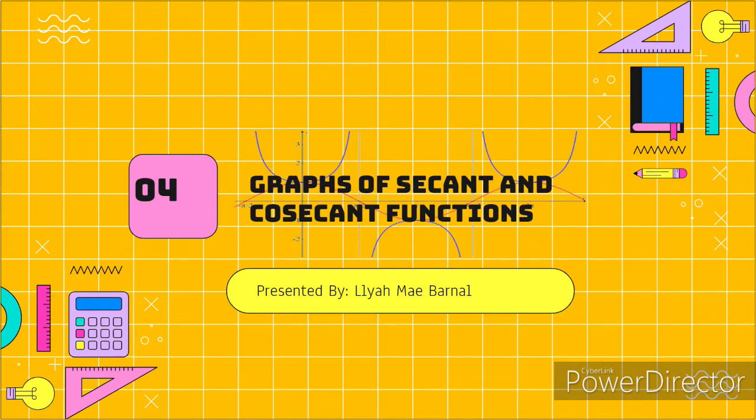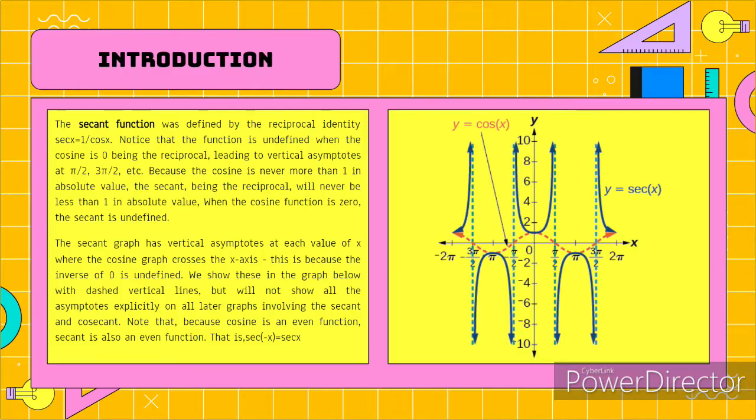For the next topic, we have here the graphs of secant and cosecant functions. The secant function was defined by the reciprocal identity of cosine.